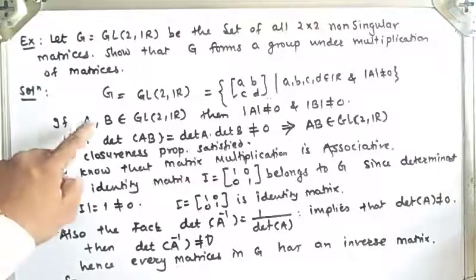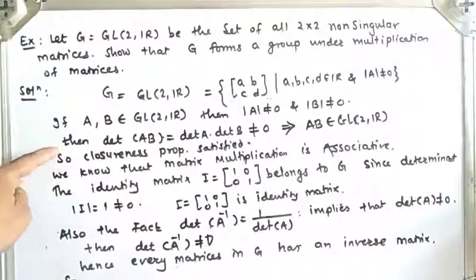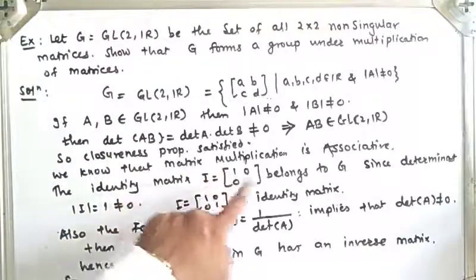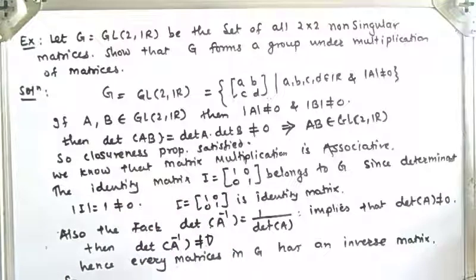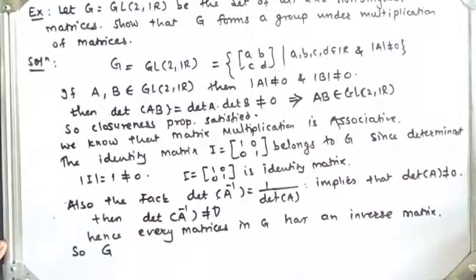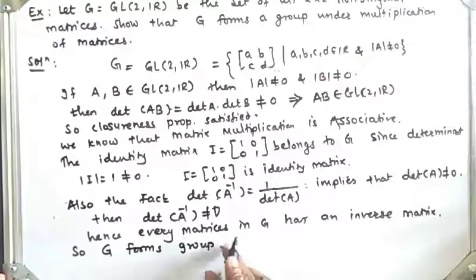So it is closed. Next, the associativity property is satisfied. I equal to 1 0 0 1 is the identity element. Next, the inverse of every matrix exists. So G forms a group, since matrix multiplication forms a group under the operation of multiplication.